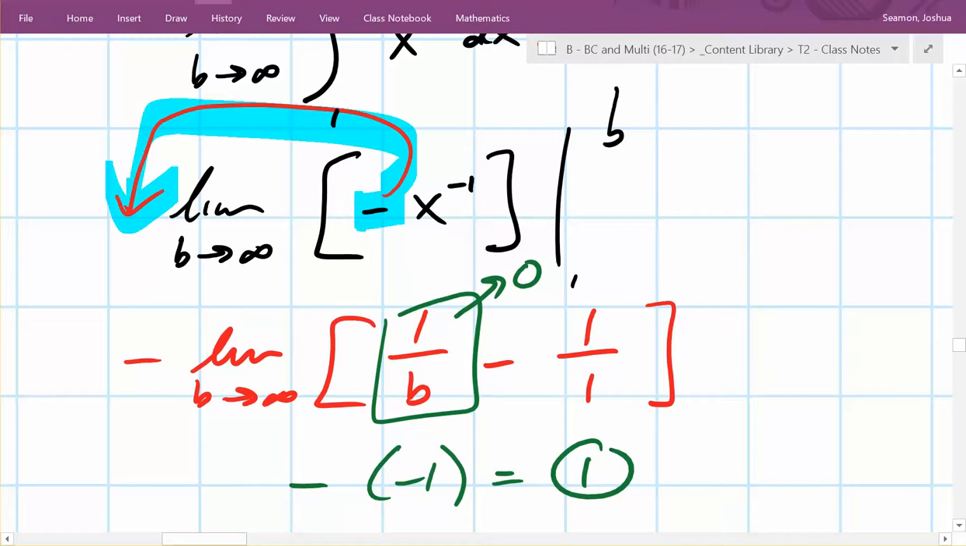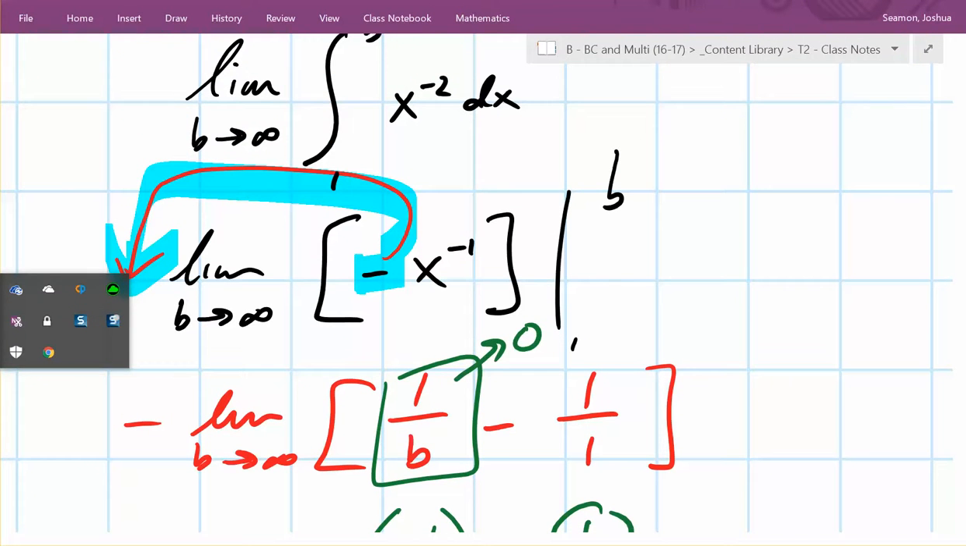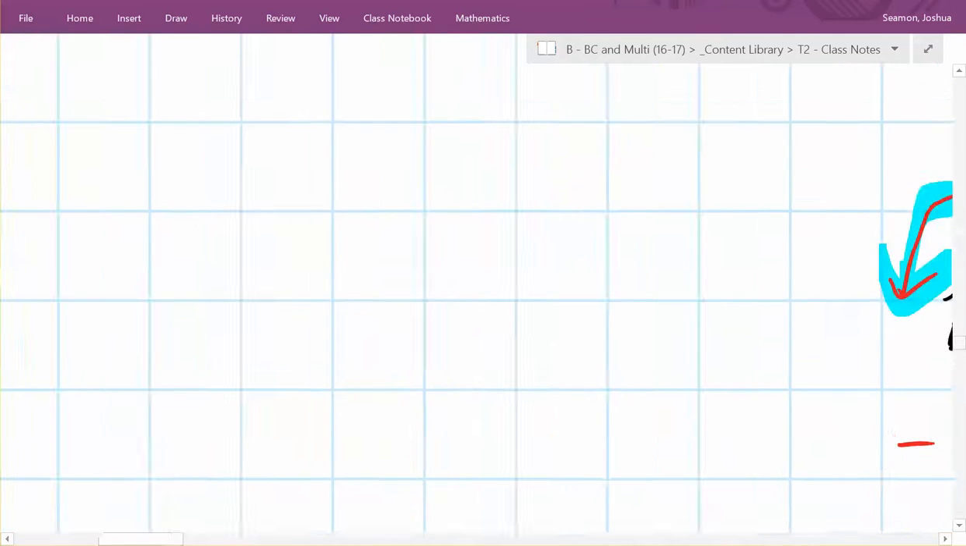Careful with those negatives. Yes? Can we take out the negative and change it from b to 1? Say that again. Can we take out the negative and change it from going to b to 1? Oh, you mean like flip it around? Yes, you could if you wanted to.